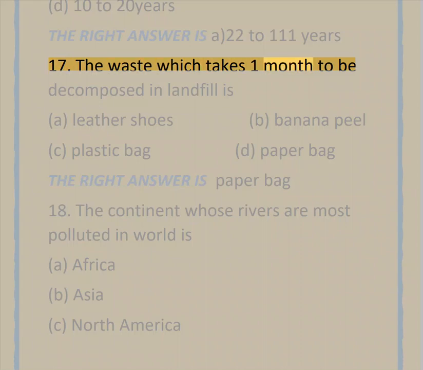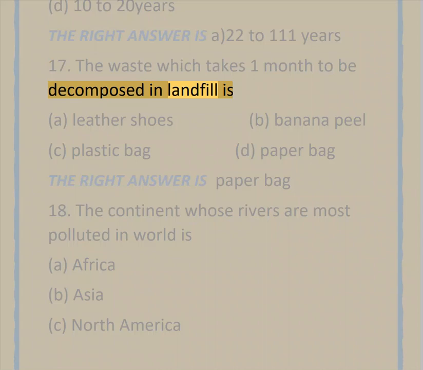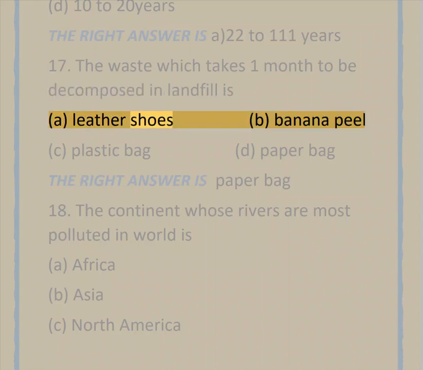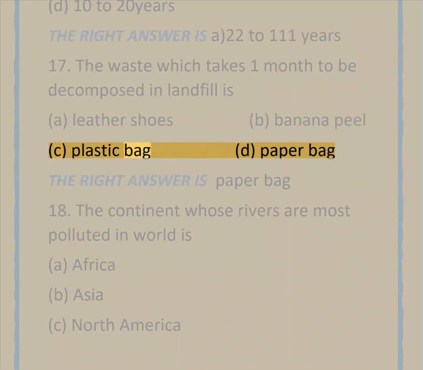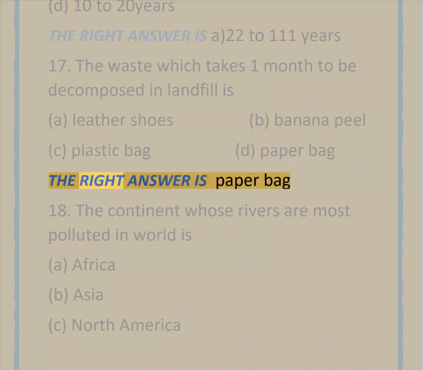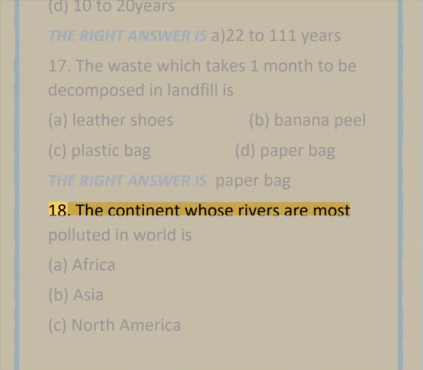17. The waste which takes 1 month to be decomposed in landfill is A. Leather shoes. B. Banana peel. C. Plastic bag. D. Paper bag. The right answer is paper bag.